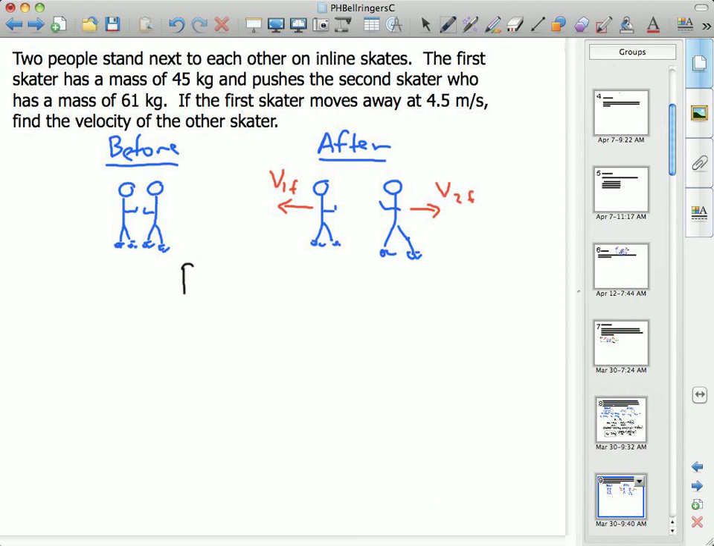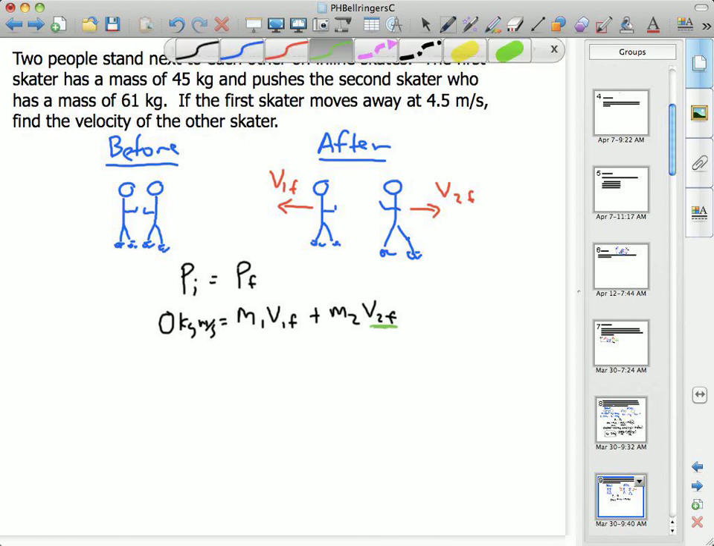Now let's use our conservation of momentum formula. We always start with this in these problems. Momentum initial equals momentum final, or P_i equals P_f. Now the initial momentum is 0 because they're not moving, so we'll put 0 kilogram meters per second for P_i. And the final momentum is M1 V1 final plus M2 V2 final. Their final momentum has to add up to 0, so one will be positive, one will be negative.